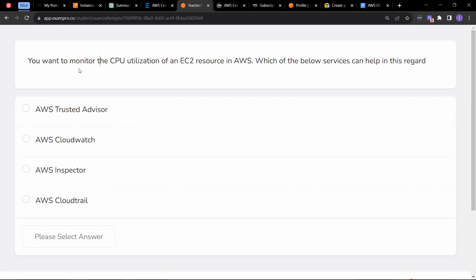You want to monitor the CPU utilization of an EC2 resource in AWS. So here you are looking at what? Monitor. The keyword here is monitor. So CloudWatch is for monitoring.